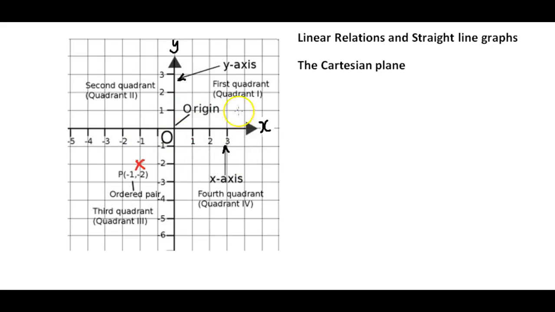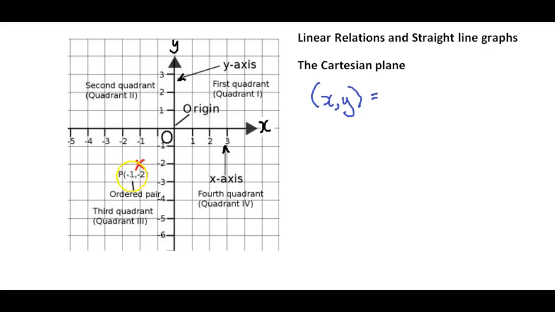Every point on this plane has a unique address. The convention is that we put the x value first and the y value second in brackets like this. Here we can see a point plotted. So this is the point P, which is represented by a capital letter, and its address is in brackets next to it.